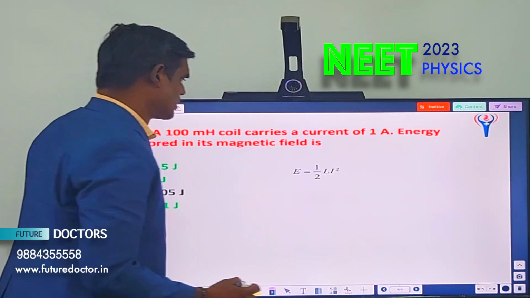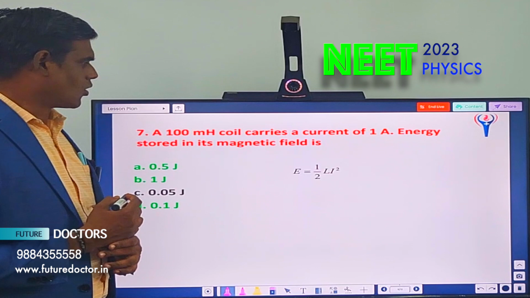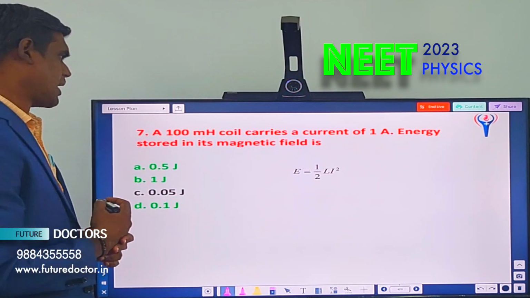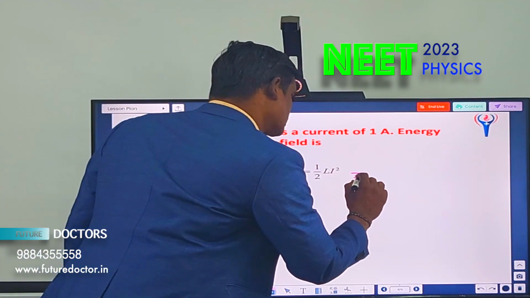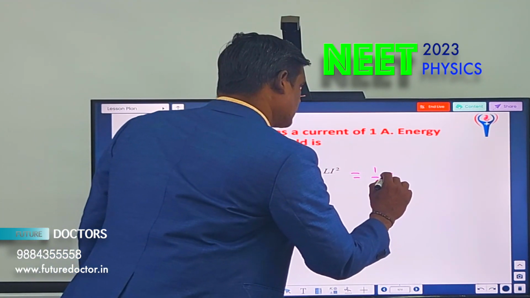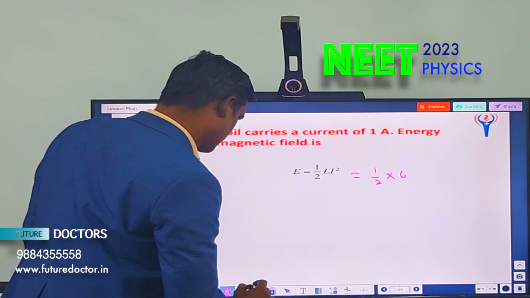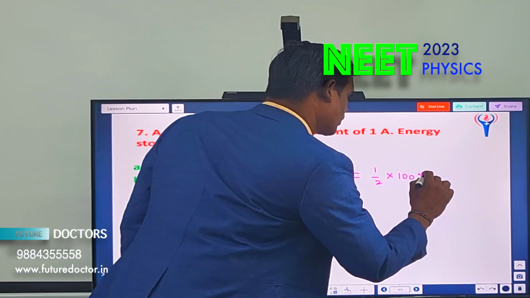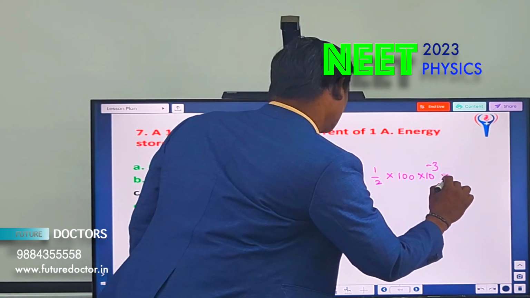Let's move to the last question. A 100 millihenry coil carries a current of 1 ampere. Energy stored in its magnetic field is dash. E equal to half L I square. That is half into L, L is given how much? 100 millihenry. Yes, L is 100 millihenry. 100 millihenry convert into Henry, 10 power minus 3, into I.